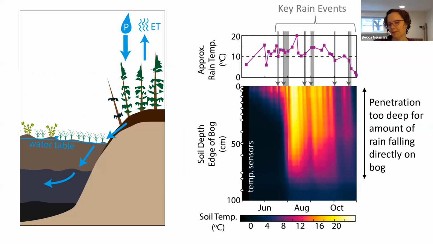If you look at the depth to which this rain fingerprint is penetrating down into the bog, it's much too deep to account for rain falling directly on the bog itself. So we're not getting 80 centimeters of rain in a single rain event. What's happening instead is that this rain is falling across the landscape and traveling from these permafrost plateaus down gradient and then plunging and entering into the bog at the edge of the bog, and then traveling through to the center of the bog down at these deeper depths.